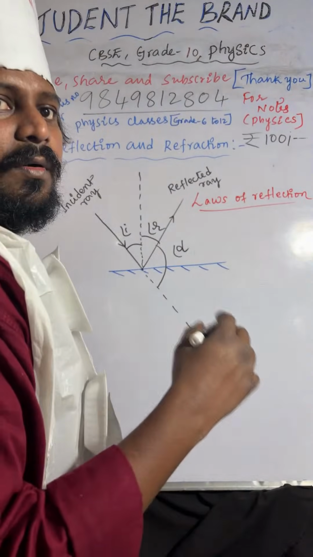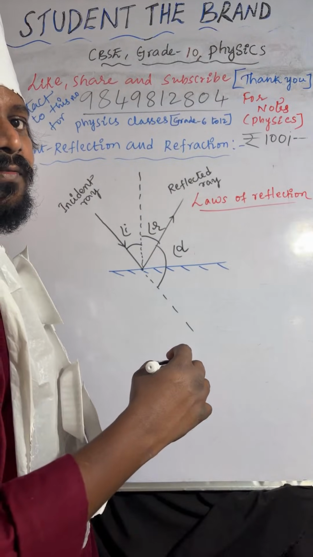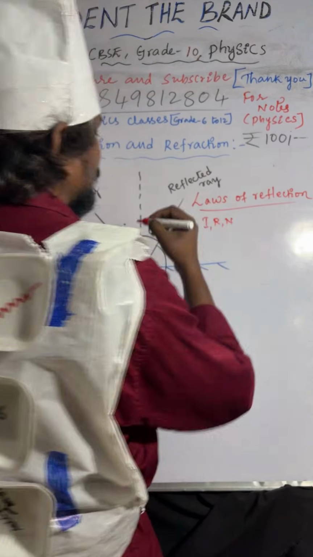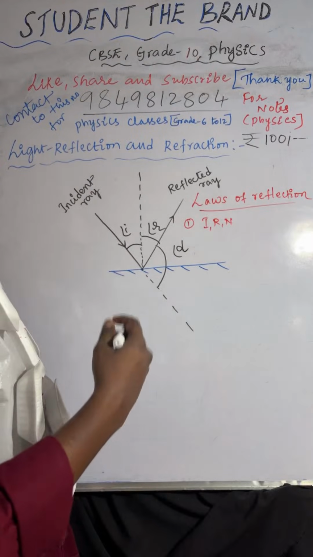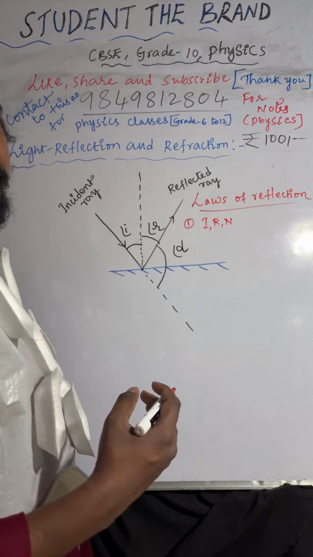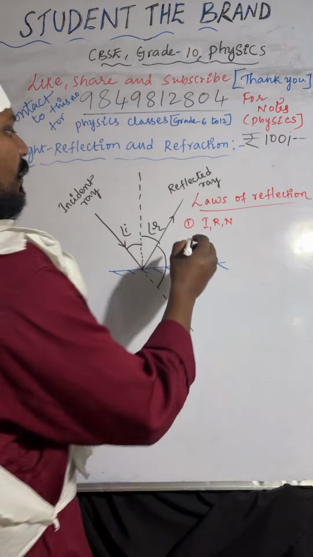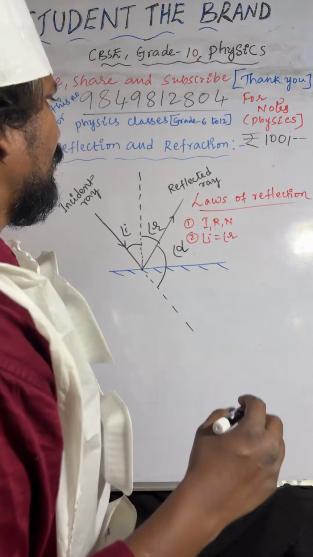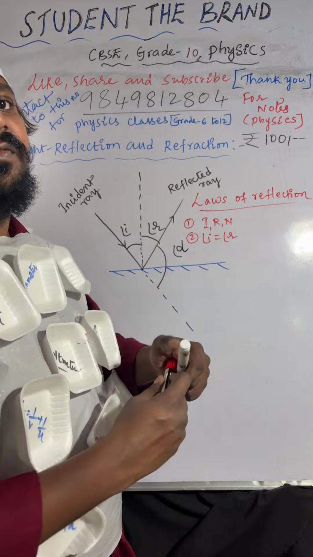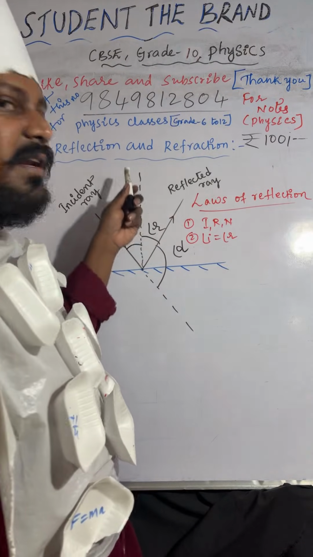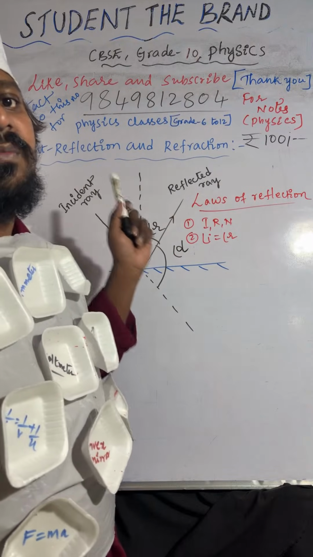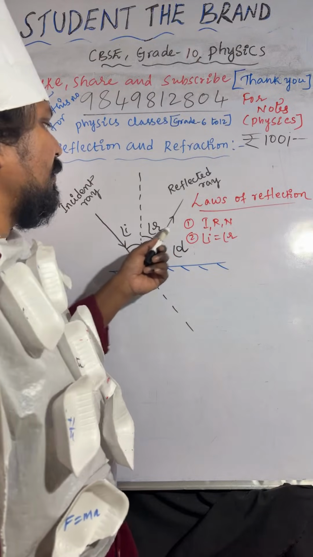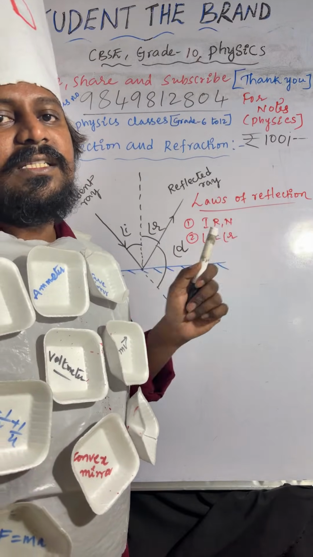Coming to point number 1 of the laws of reflection: the incident ray, reflected ray and normal line lie on the same plane. Coming to point number 2: the angle of incidence is equal to the angle of reflection. So these are the laws of reflection.